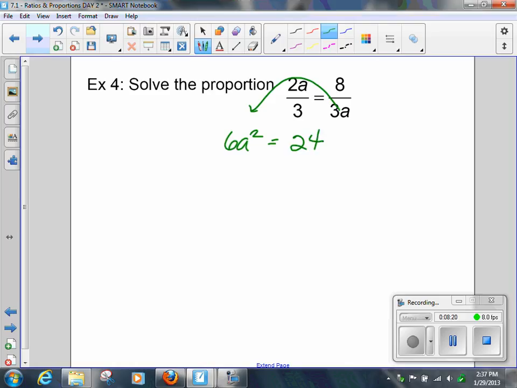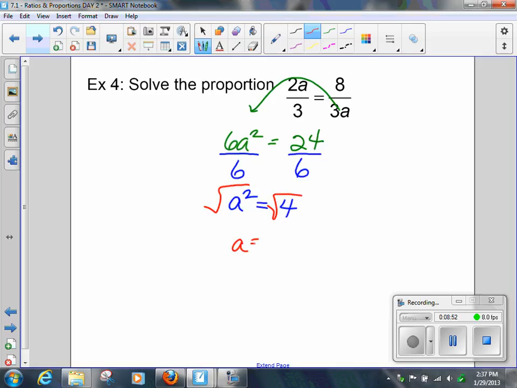Why? Don't I want to get the variable by itself? And how do I do that? Divide. Hold that thought, Justin. That gives me a squared is equal to 4, and then I want to what? Why? Because how do you undo a perfect square? You take the square root, and what you do to one side, you have to do to the other.